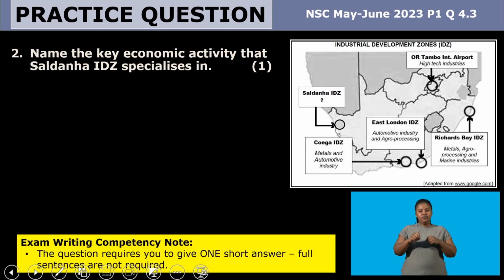The next question, name the key economic activity that Saldanha IDZ specializes in. If you check here, the Saldanha IDZ, they put a question mark. You need to know each and every IDZ and what economic activity they specialize in. For example, Saldanha specializes in steel.